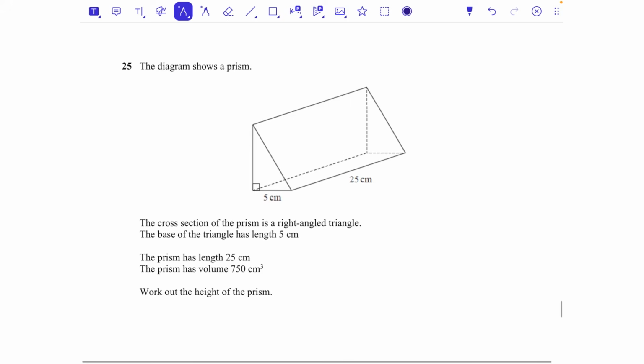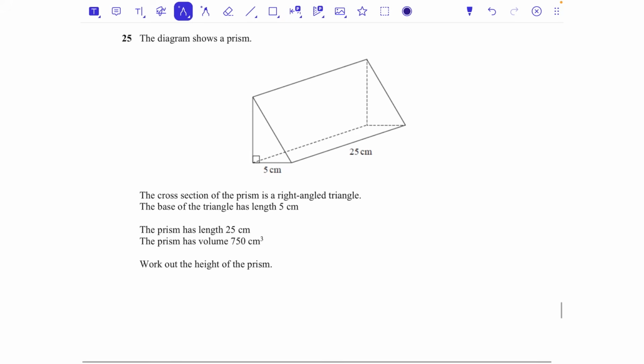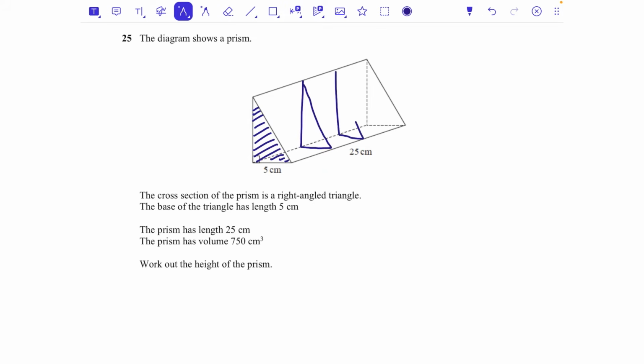Okay, question number 25. The diagram shows a prism. The cross-section of the prism is a right-angled triangle. Now the cross-section is what we call that shape that you see all the way through a prism. So if I was to slice it here, you'd get that same shape the whole way through. The base of the triangle is 5, and we can see that the shape is 25 long in this direction. Now, the prism has a volume of 750.